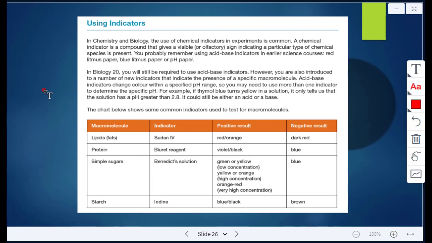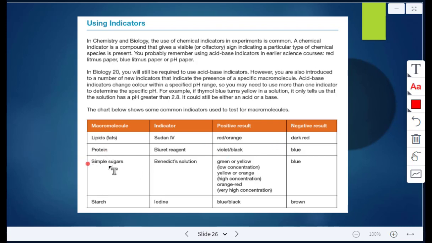Here we're looking at some common indicators used to test for macromolecules. If you're testing for fats or lipids, there's an indicator called Sudan 4. Its positive result will show a red-orange color, and if it's a negative result, it will be a dark red color. To test for proteins, there's an indicator called the Biuret reagent, and a positive result will be violet or black, a negative result will show blue.